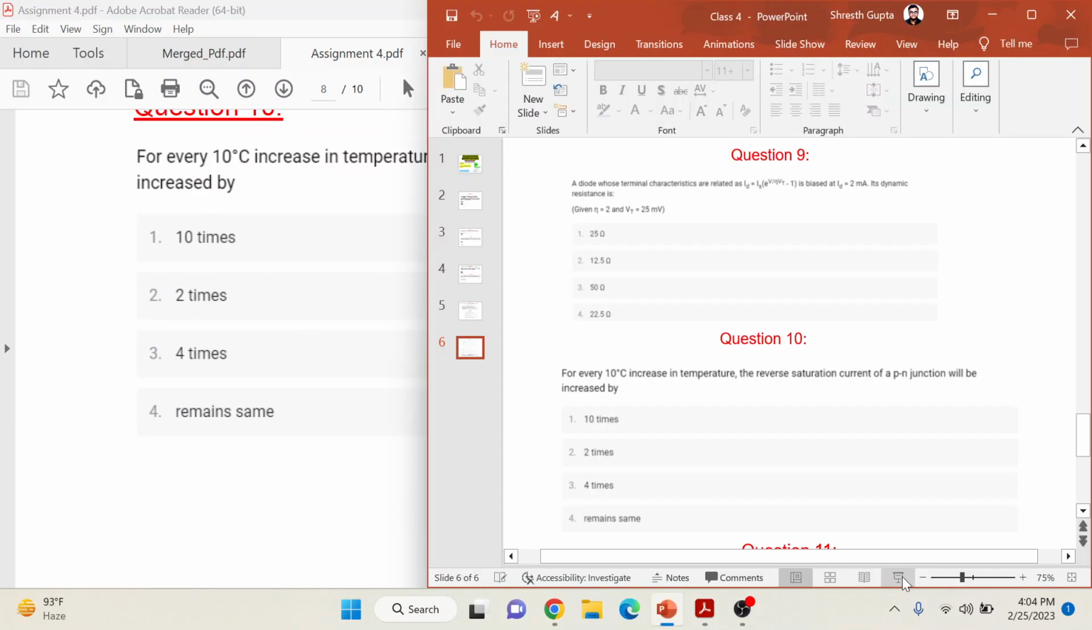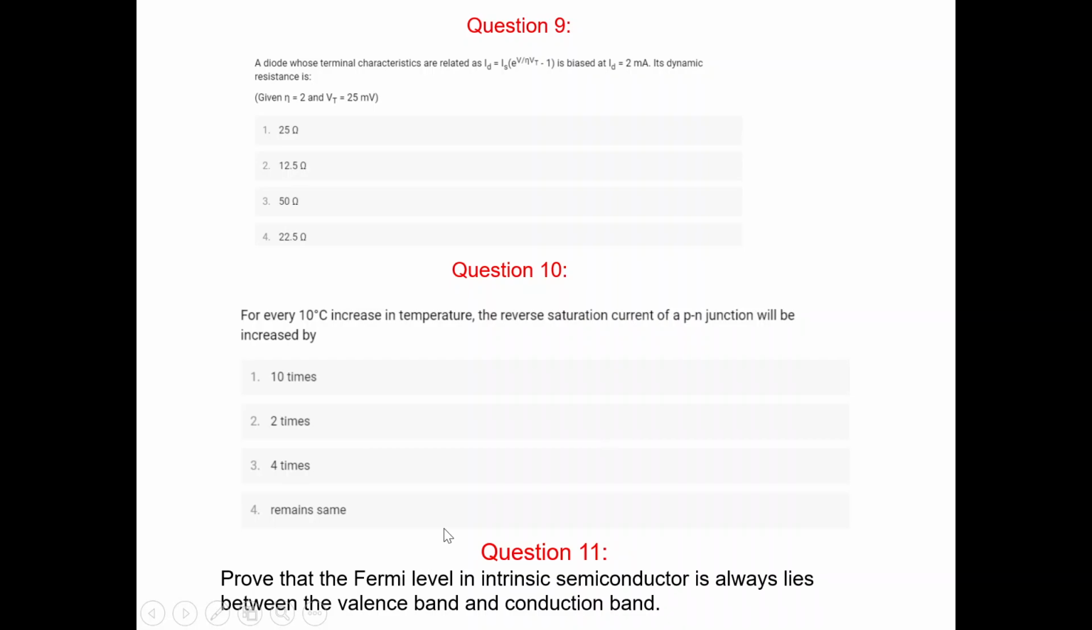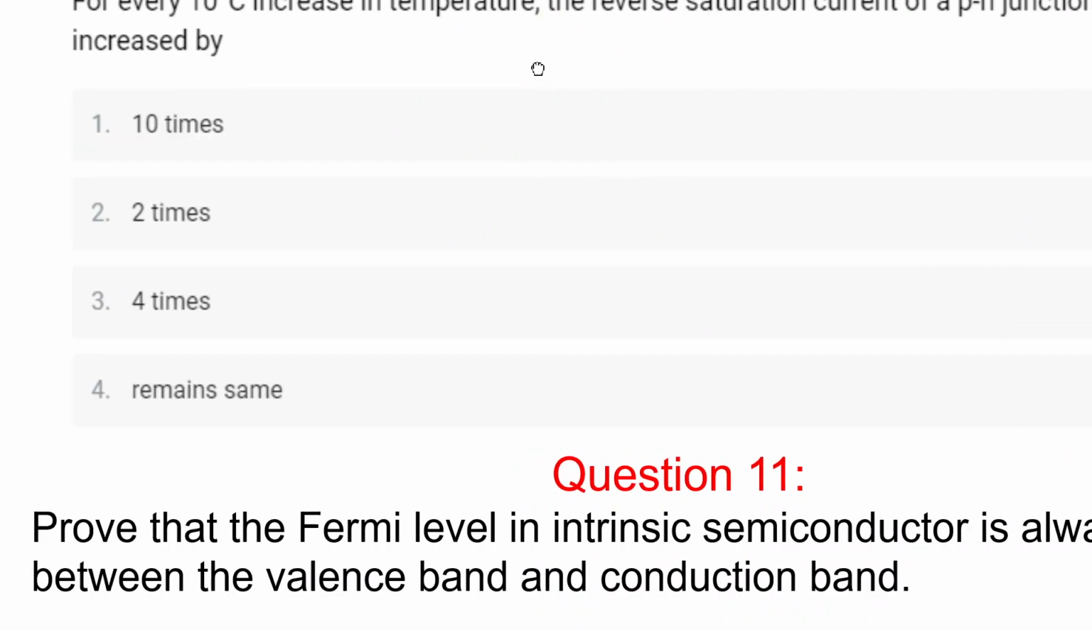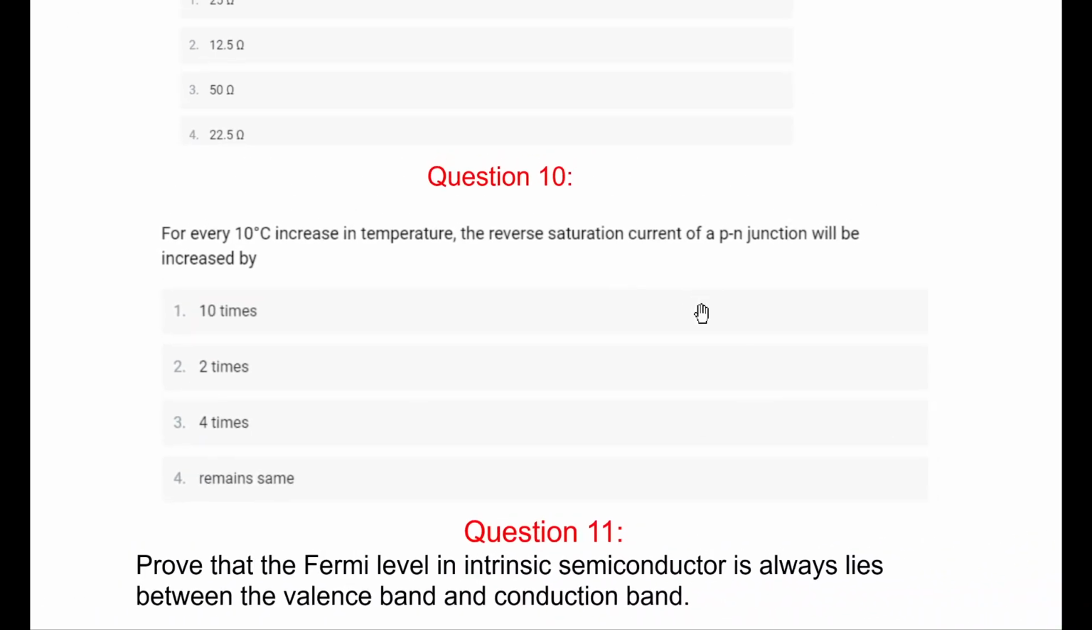So let's move to the last question of today. This is also a theoretical question, not an MCQ. Prove that the Fermi level in intrinsic semiconductors always lies between the valence band and the conduction band. How will you prove that for an intrinsic semiconductor the Fermi level is always in between the conduction band and the valence band? First of all, do you agree with this statement? If you agree, then why do you think it will be in between?